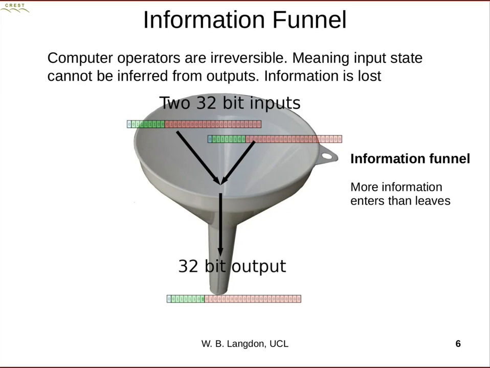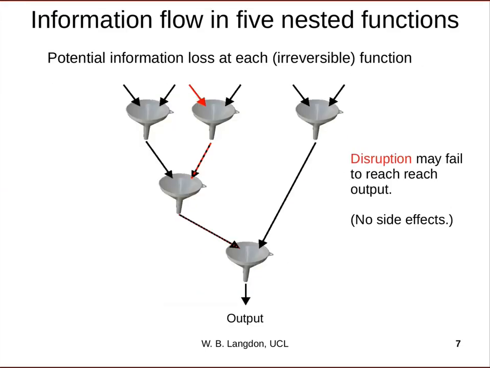So the funnel is capable of losing information, and we can cascade these. If we have nested functions, so here we have 5 nested functions, at each point we may lose information. The red arrow is supposed to indicate some form of disruption which enters our hierarchy and is progressively diluted. At each stage, we may lose information about the error, and by the time we reach the output, that error may be entirely invisible. It has failed to propagate to the output.